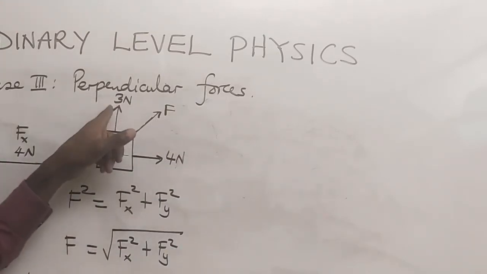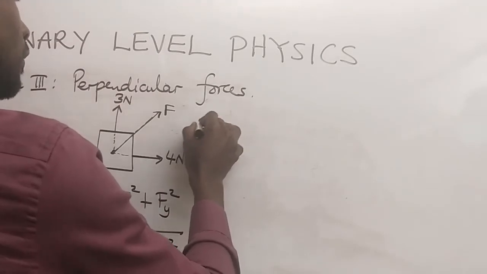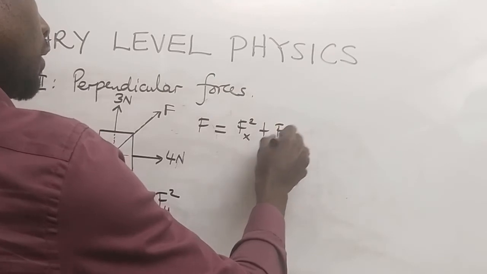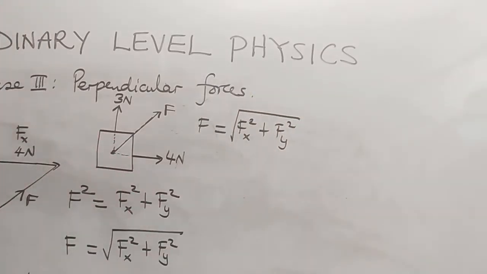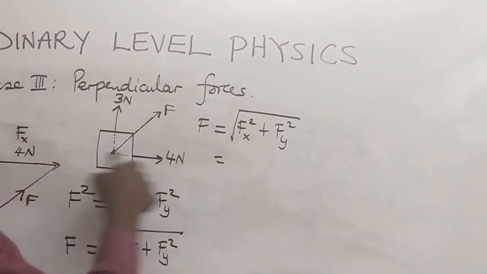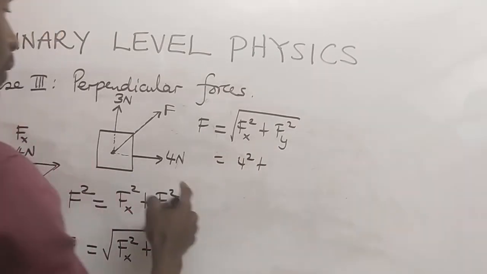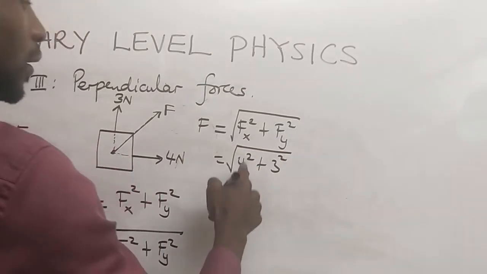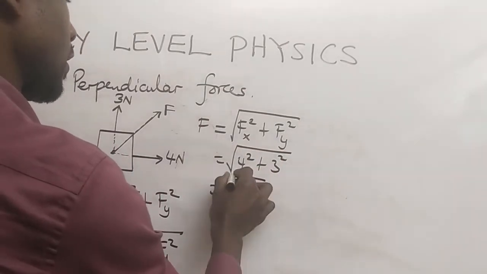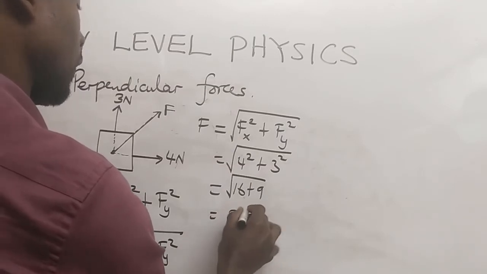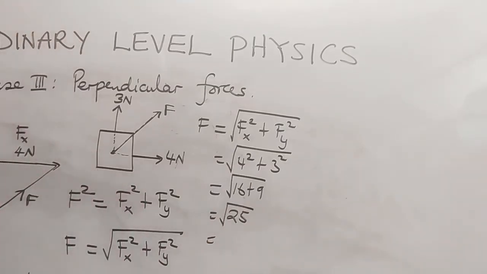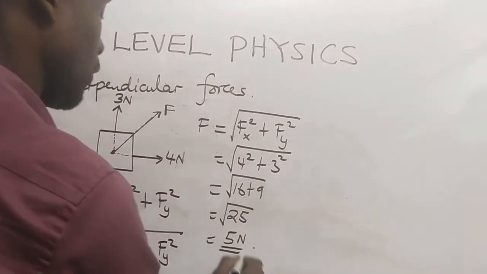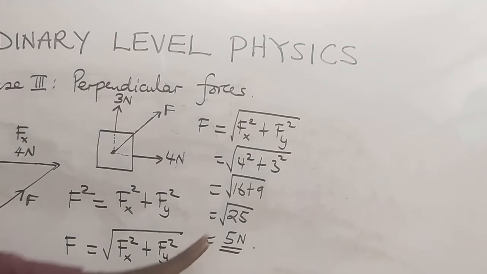Actually, if I'm to use this as the first example, the resultant force is Fx squared plus Fy squared, the whole thing under root. What is Fx? The horizontal one is 4. 4 squared plus, what is the vertical one? 3. 3 squared under root, which is 16 plus 9 under square root, which is 25 under root. That gives us two values, one positive, one negative. We are interested in the positive one. So the resultant force is 5 newtons.